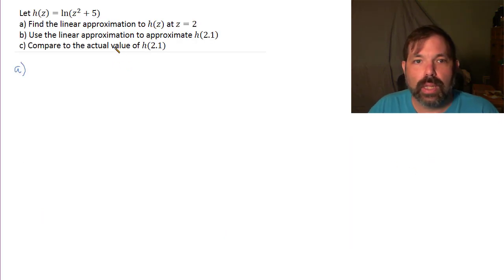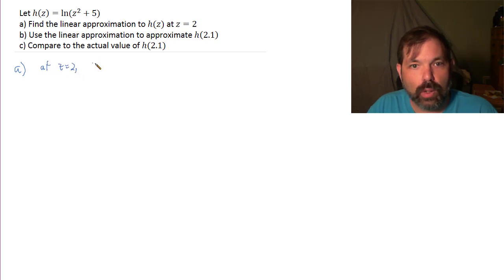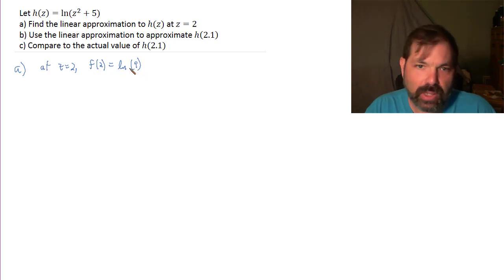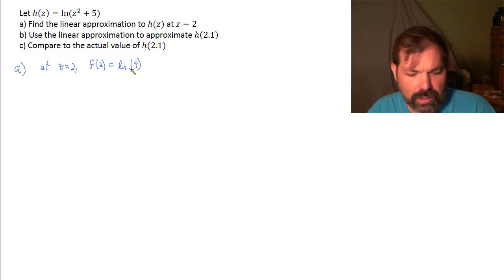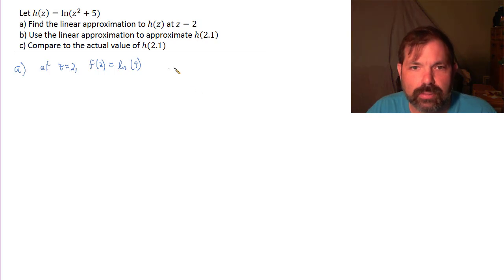All right, so let's go back to this exercise. Find the linear approximation to h of z at z equals 2. All right, so at z equals 2, we have the point, so then f of 2 would be the natural log of 9. And we can calculate that. The natural log of 9 is 2.197.